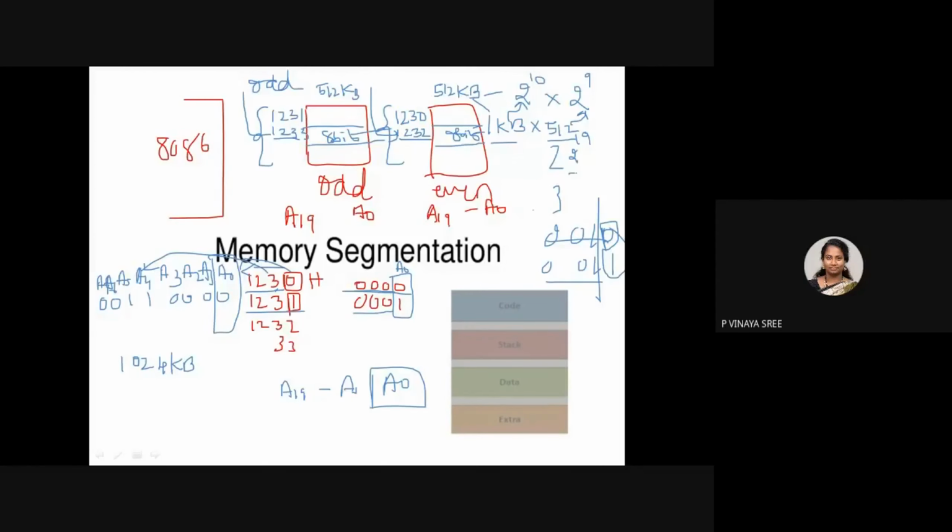So 2 power 19 means we are not using 20 bits to go to this location. 19 bits is enough, but we have 20 bits in total. The LSB bit is used for deciding which chip is active. So this A0 I'm removing. Why? Because 19 bits are sufficient for us, since 2 power 19, the 19 bits are address bits. So one bit is used for selecting which chip is active.